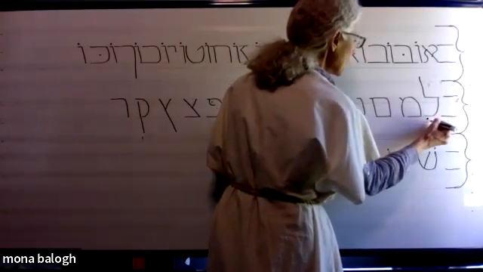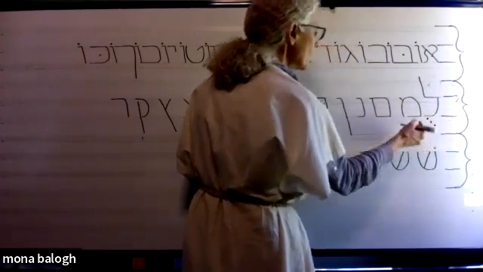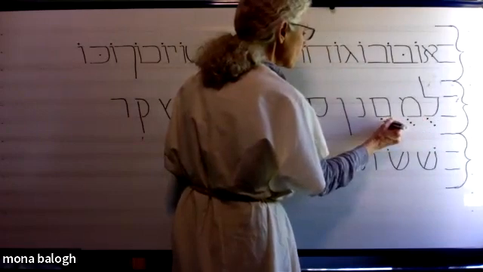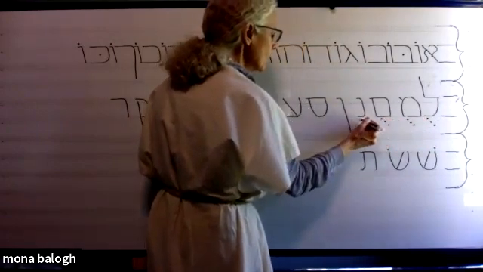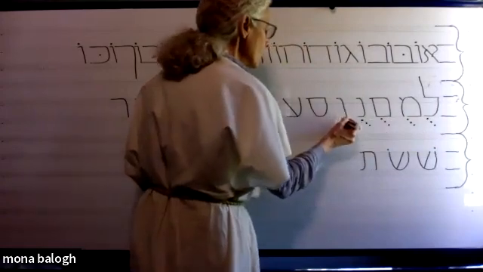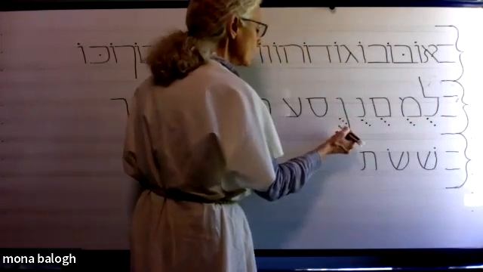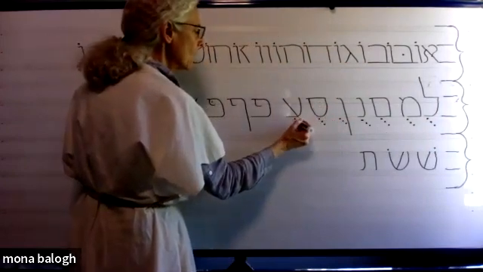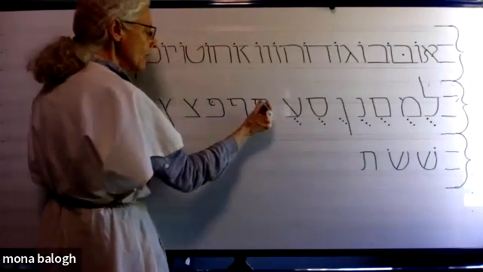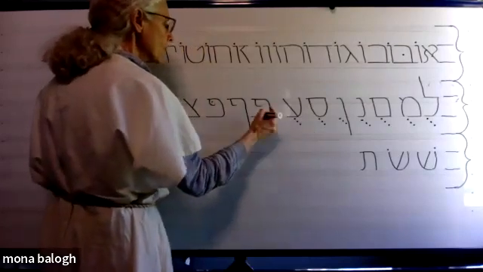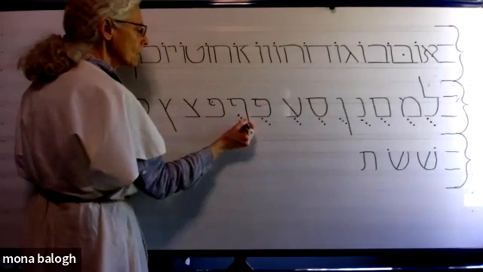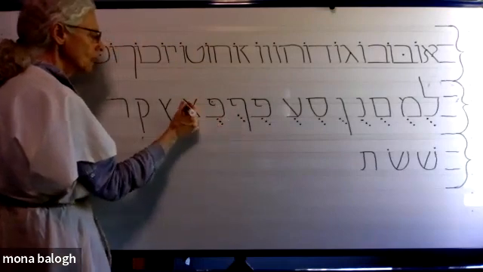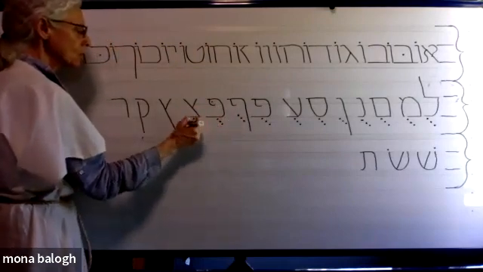So this is lamed. Kubutz is lu. Mem, kubutz, mu. Mem sofit, kubutz, mu. Nun, kubutz, nu. Nun sofit, kubutz, nu. Samech, kubutz, su. Ayin, kubutz, u. Fe, kubutz, fu. Fe sofit, kubutz, fu. Pei, kubutz, pu. Sadi, kubutz, su.